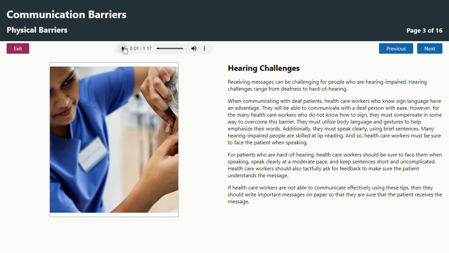when speaking. For patients who are hard of hearing, healthcare workers should be sure to face them when speaking, speak clearly at a moderate pace, and keep sentences short and uncomplicated. Healthcare workers should also tactfully ask for feedback to make sure the patient understands the message. If healthcare workers are not able to communicate effectively using these tips, then they should write important messages on paper so that they are sure that the patient receives the message.